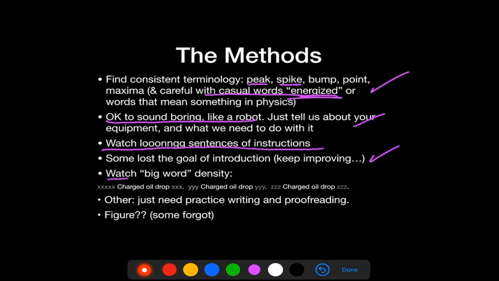And also, watch the big word density. If you're writing about an experiment involving charged oil drops, and you see "charged oil drop this, charged oil drop that, charged oil drop this" in every sequential sentence, it just sounds too repetitive. So watch the big words. It's just going to require practice once again, and then of course the figure should be in there too.